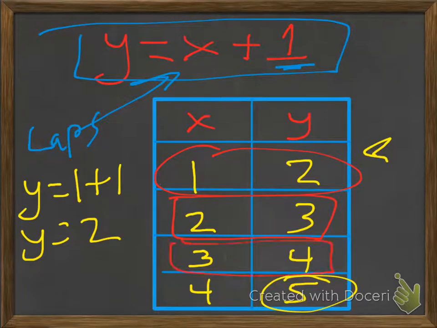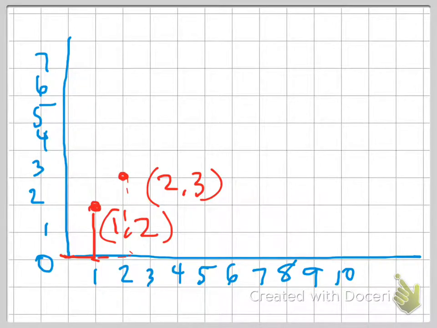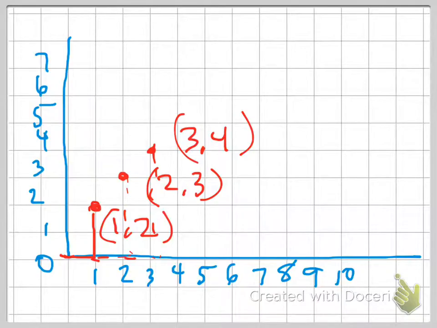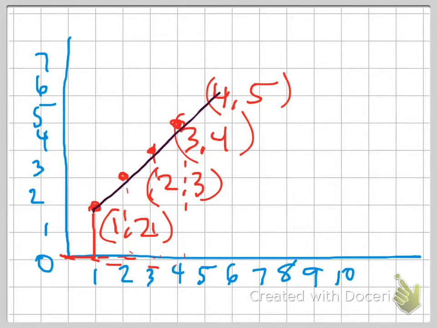Next one is 3, 4. Go all the way over to 3, up to the 4, and then finally the last one we have here is 4, 5. Go all the way to the 4, go up to the 5, and we have 4, 5. And now we can actually connect the dots. And if we were to continue, it'd go in some kind of that direction.